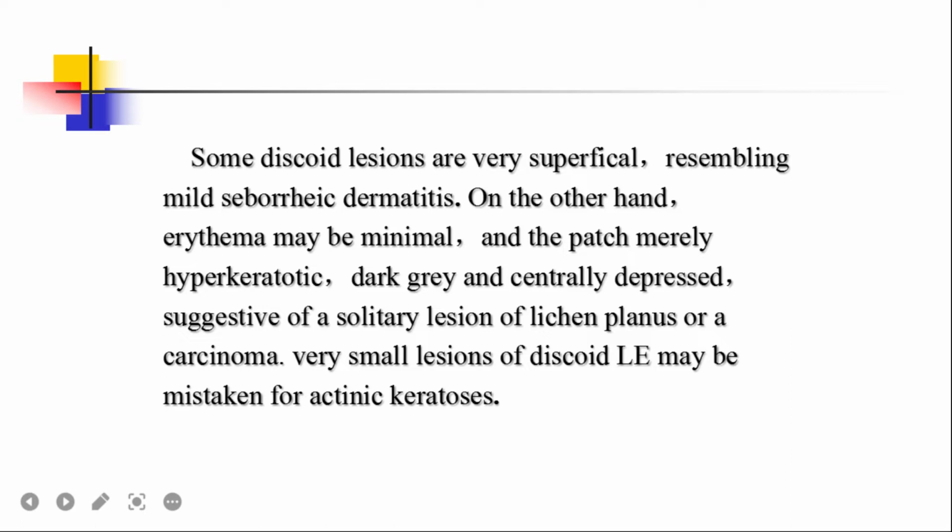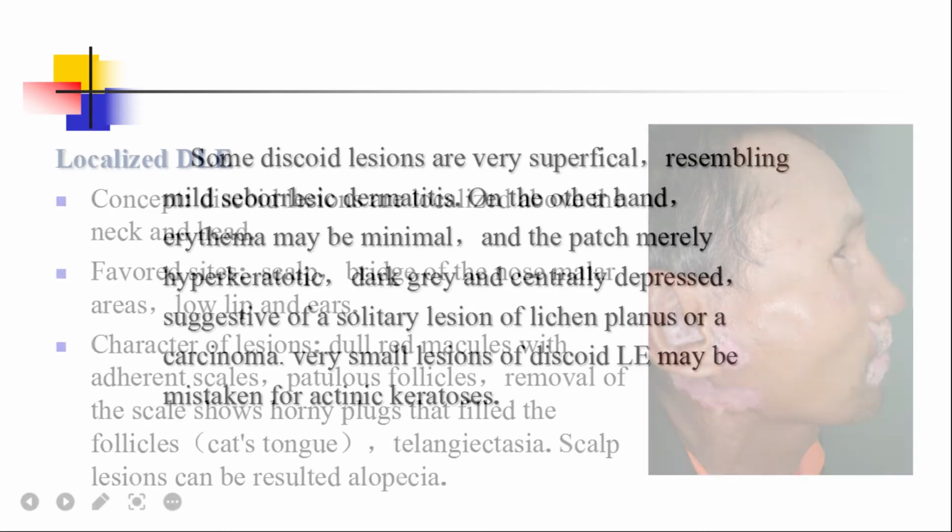On the other hand, erythema may be minimal, and the patch is merely hyperkeratotic, dark gray and centrally depressed, suggestive of a solitary lesion of lichen planus or a carcinoma. Very small lesions of discoid lupus erythematosus may be mistaken for actinic keratosis.